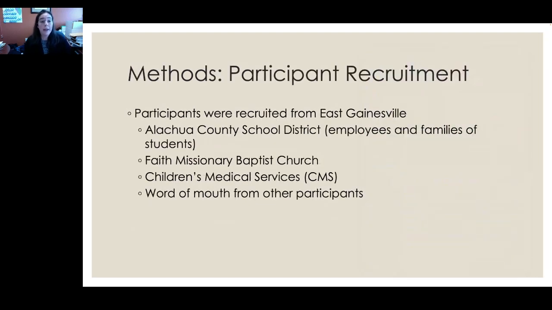Participant recruitment was interesting because at the beginning when we started, we wanted to do an intervention group and a control group, but we were having trouble with recruitment because they didn't really know us. They were kind of like, what is this all about? They didn't understand the project, but we were able to recruit at the school district, at a different church, children's medical services.